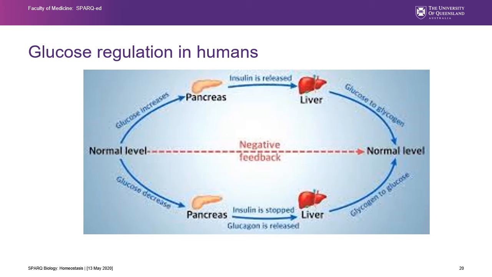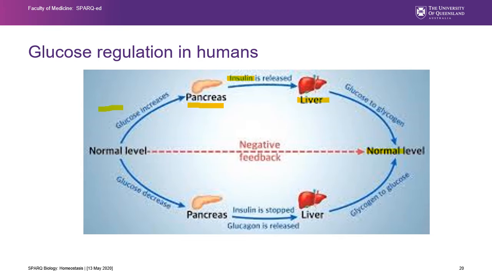After eating, your blood sugar or glucose levels will increase. The pancreas detects these changes and releases a hormone called insulin. Insulin travels through the blood to the liver, where glucose is then converted into a chemical called glycogen and stored in the liver. This reduces your blood sugar level back to normal.